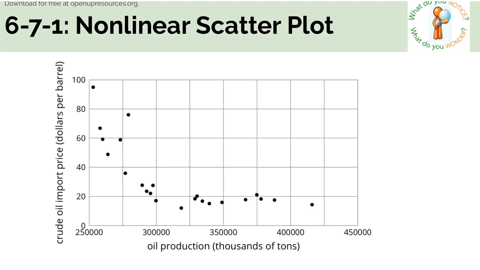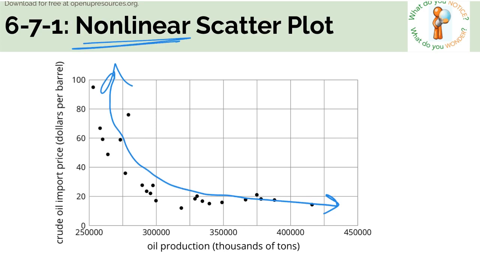The biggest thing to notice in this scatter plot is that if we try to make a straight line as a model, it doesn't match up very well. Instead, something like a curved line would match it better. So this is actually called a non-linear scatter plot because the trend line would not be a straight line.